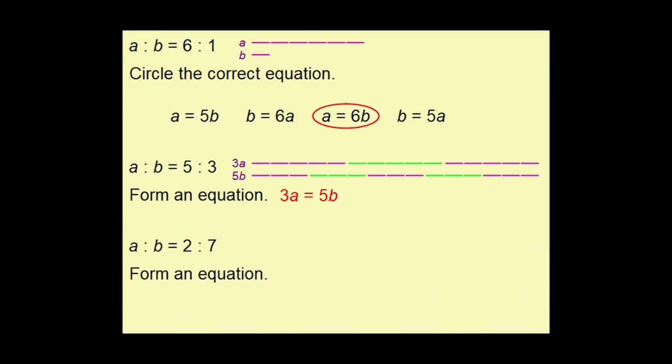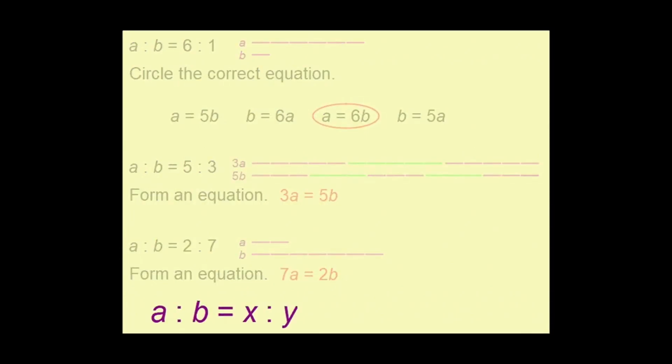Here's another one. This is the last one I'm going to draw a picture for. So here I've got the ratio A to B is 2 to 7. So I draw my picture, 2 lines for A, 7 lines for B. If I want to make these the same length, what I'd have to do is multiply this one by 7 and this one by 2, so I would have 7a and 2b. So my equation is 7a is equal to 2b.